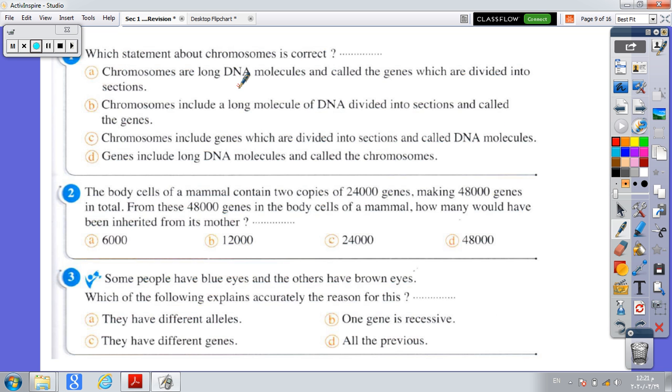Which statement about chromosomes is correct? Who can tell me what is the structure of chromosomes? We know that a chromosome consists of a nucleic acid called DNA and protein. And DNA consists of a group of nucleotides which carry genes. So what must we choose? Yes, chromosomes include a long molecule of DNA divided into sections called genes. Excellent.